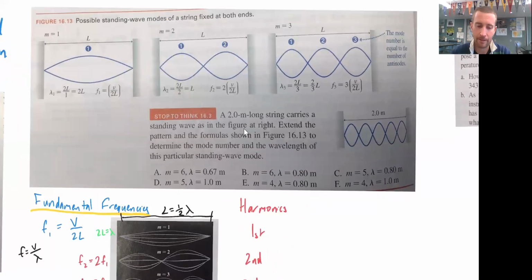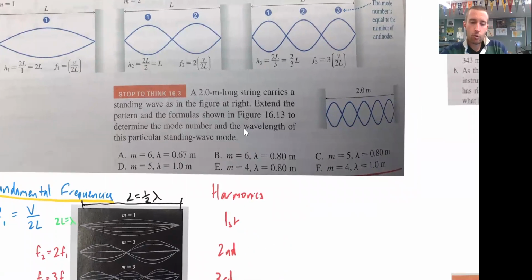All right, so let's do a stop and think. A 2-meter long string carries a standing wave as in the figure at right. Extend the pattern and the formulas shown in figure 16.13 to determine the mode number and the wavelength of this particular standing wave mode. Okay, so the easy part is the mode number. That's just the number of bumps. So that would be 1, 2, 3, 4, 5. So mode has to be equal to 5. That would give me D or C.